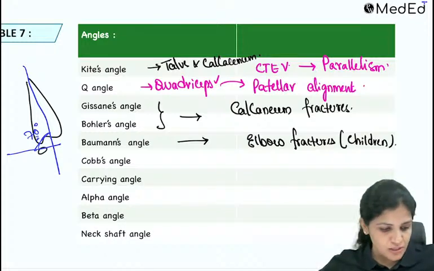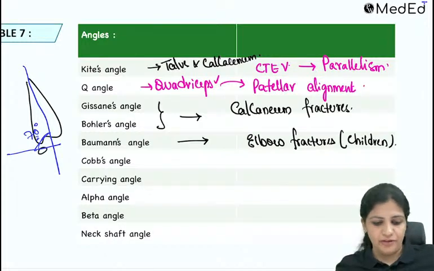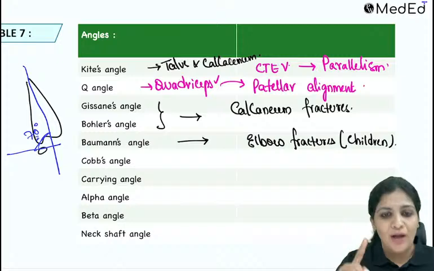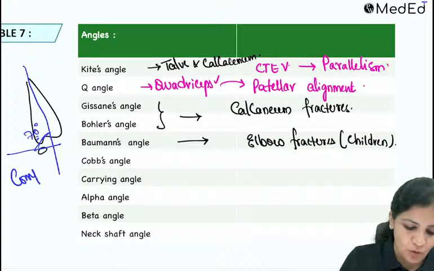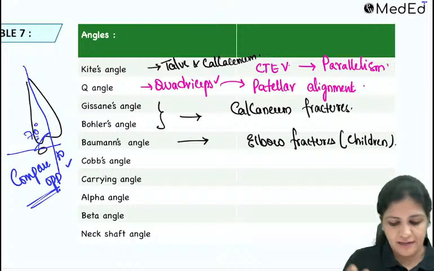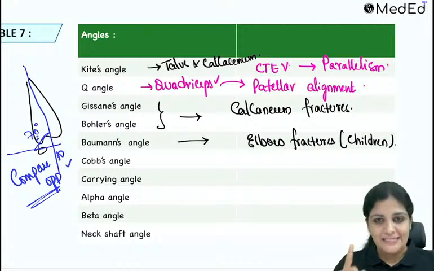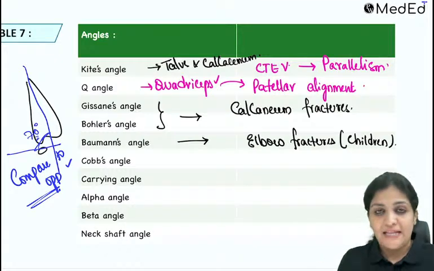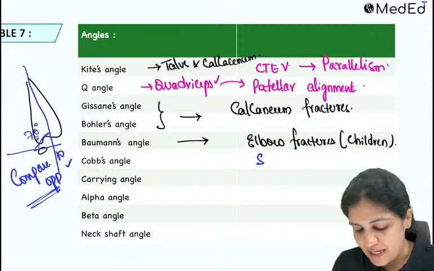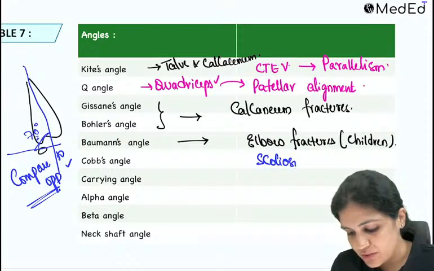So 70 degrees. You have to always compare to the opposite side, right? So this Bowman's angle is seen in case of your elbow fractures. Then Cobb's angle, yes, Cobb's angle in case of scoliosis.